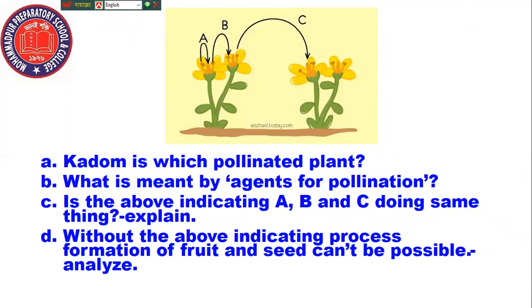And the last question is also very difficult, but I think if you read properly one more time, you can write. Without the above indicating process, formation of fruit and seed cannot be possible. Actually, without pollination, fruit and seed are not produced. You must write it first.